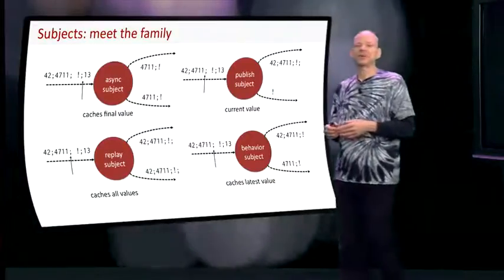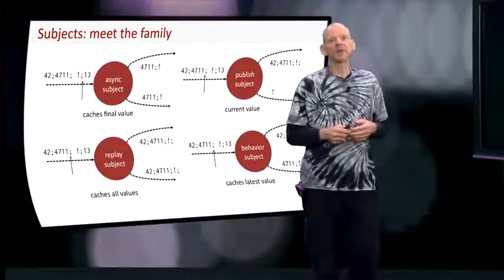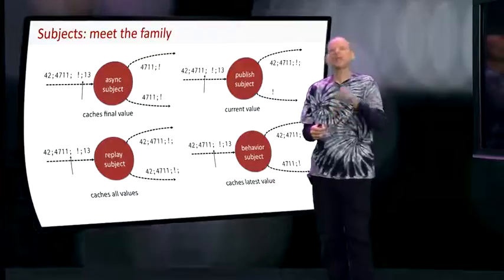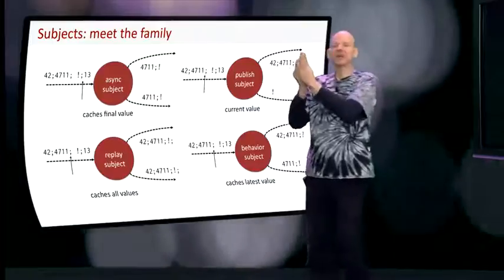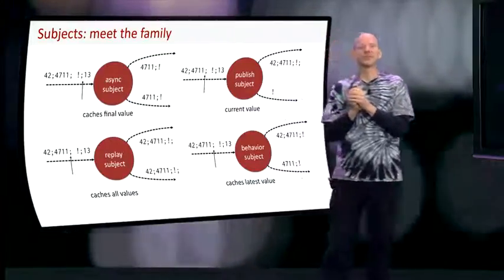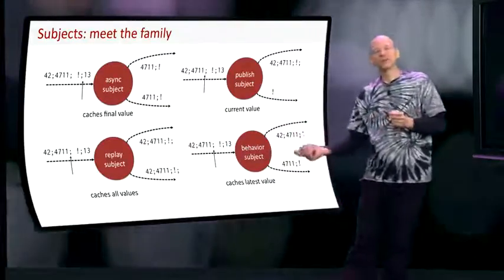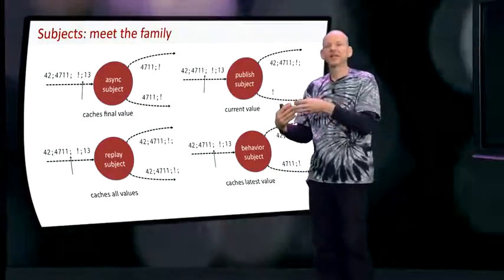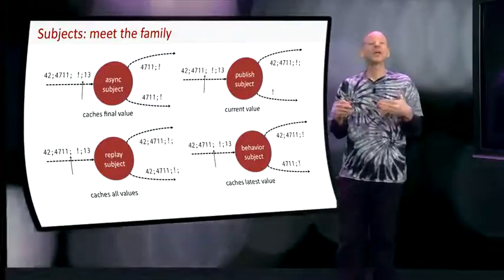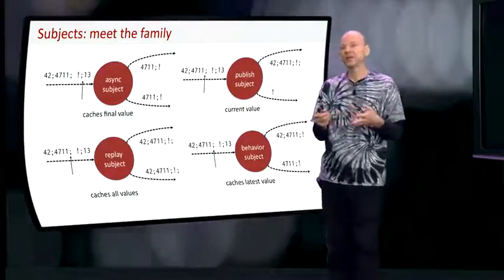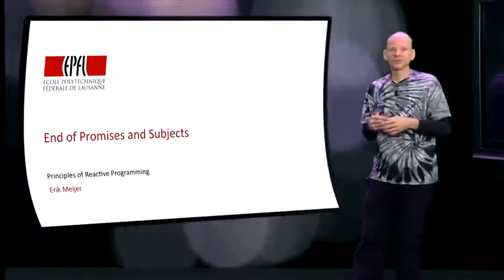And then the other subjects that we have are the async subject, and the async subject caches the final value. So if you have a stream, it just remembers the final value. So it's a little bit like a future, where the last value is the value of the async subject. And then there's the behavior subject that caches the latest value. So when you subscribe to that, you're getting the latest value. And that behaves like a behavior. If you have ever heard of FRP behaviors, the behavior subject corresponds to that.